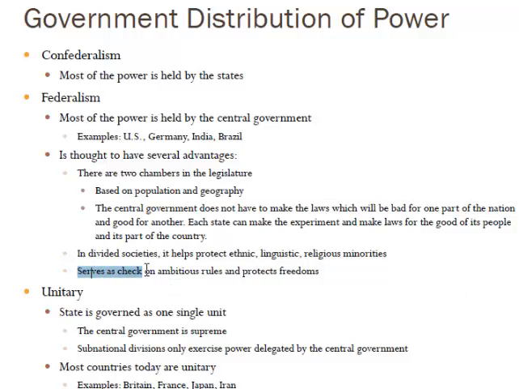It also serves as a check on ambitious rulers and protects freedoms, the fact that you don't have all the power consolidated in one central apparatus. Instead, you have power that's split among many different entities.